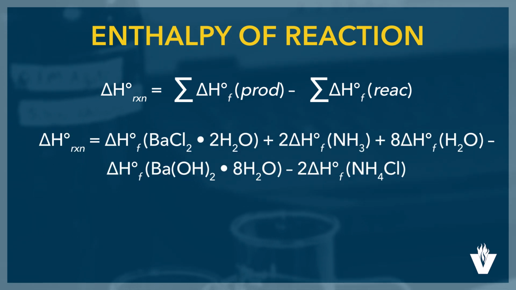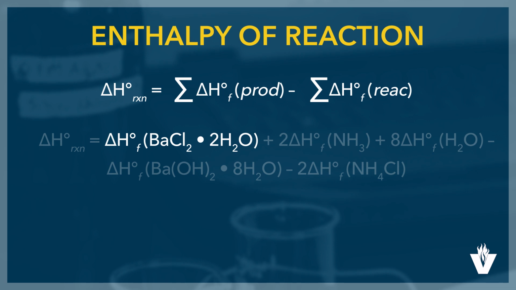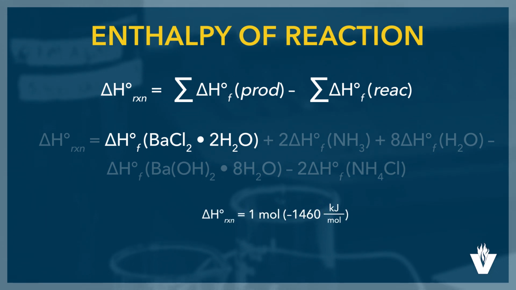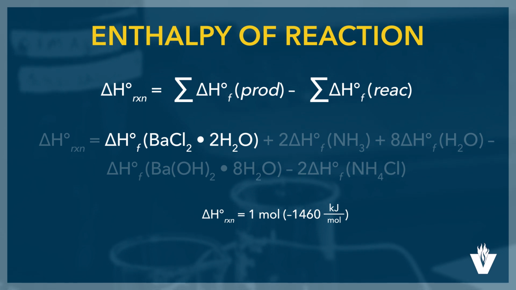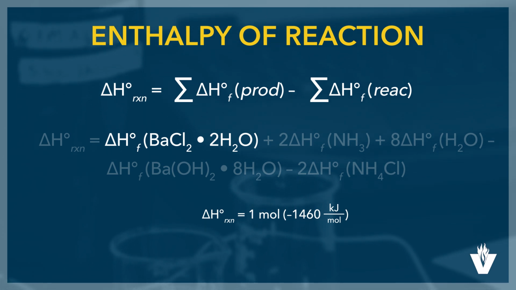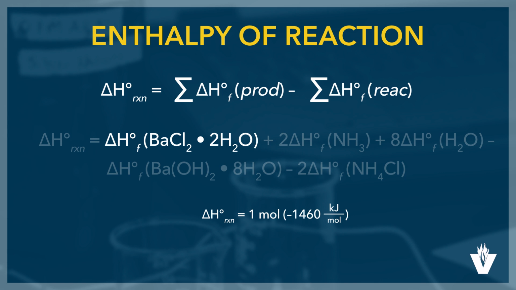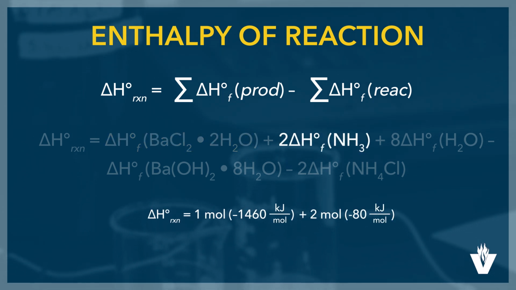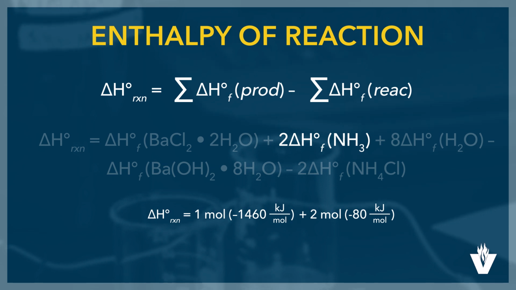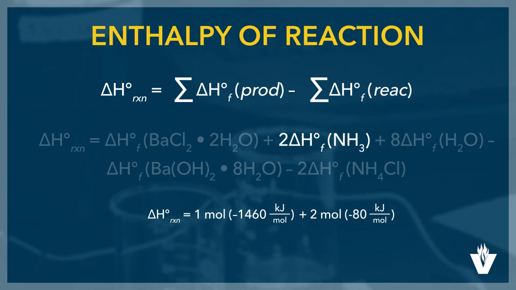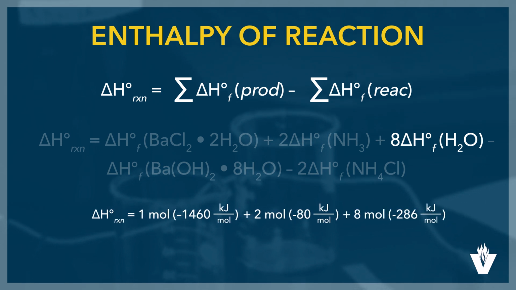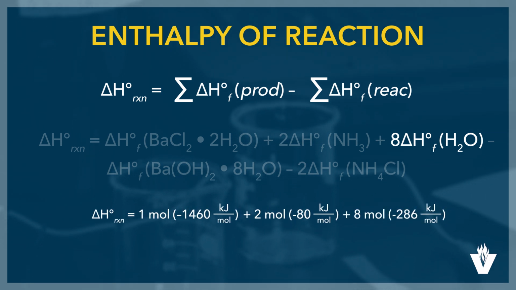The table value for the enthalpy of formation of barium chloride dihydrate is negative 1,460 kilojoules per mole. The reaction stoichiometry is 1 mole, so the value negative 1,460 kilojoules is used. The next product is 2 moles of ammonia, which contributes 2 times the negative 80 kilojoules, or minus 160 kilojoules. The next product is 8 moles of water, which contributes 8 times negative 286 kilojoules.